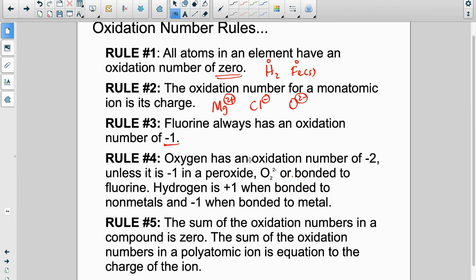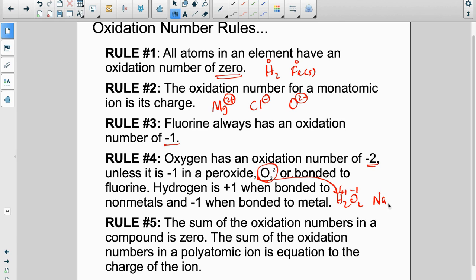Rule number 4, oxygen has an oxidation number of -2 always, unless it is -1 in a peroxide. Here's the peroxide ion. So peroxides can be things like H2O2, hydrogen peroxide. Here we can see that each oxygen is -1. The peroxide ion has an overall charge of -2. And so here the hydrogen has a +1 oxidation number for each of the hydrogens, since this is a monatomic ion right there.